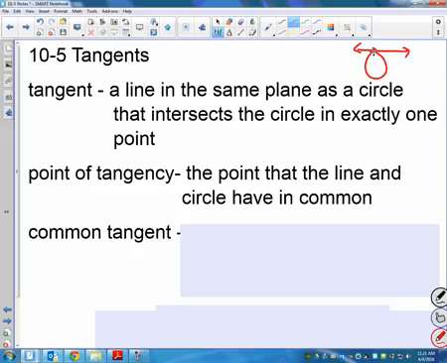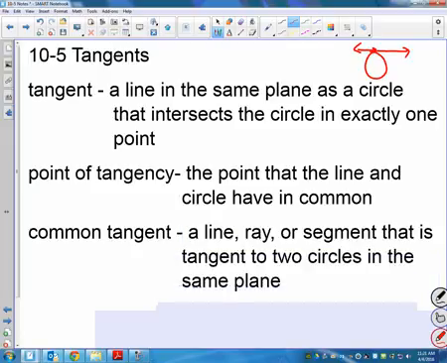A common tangent is just when a line, ray, or segment is tangent to more than one circle in the same plane. We're always talking about the same plane, but there is geometry where there are different planes, right? So that's why they say in the same plane.